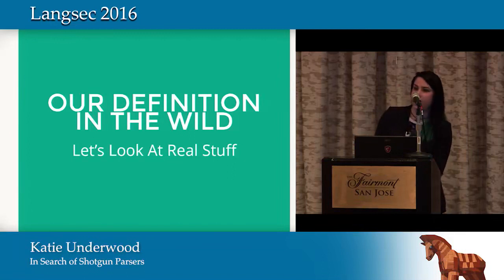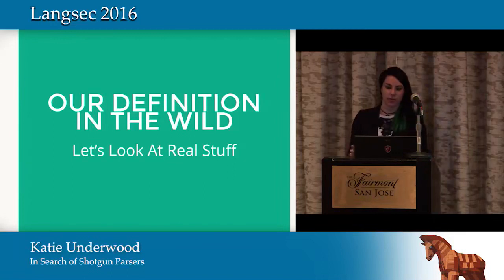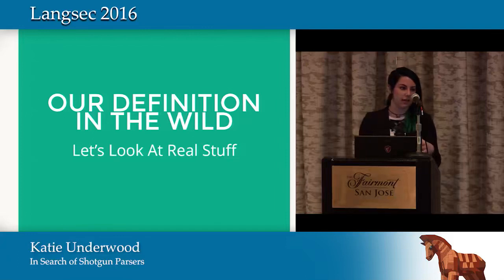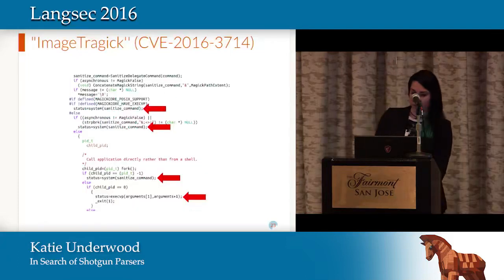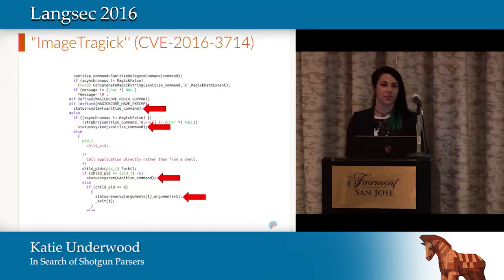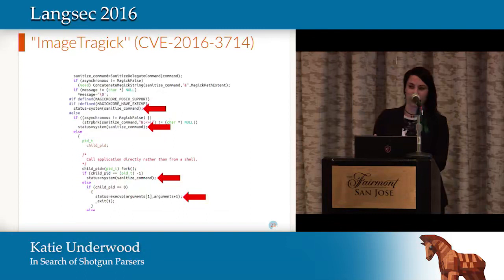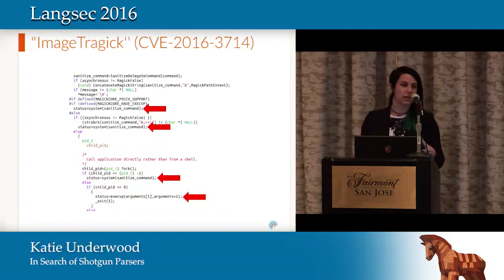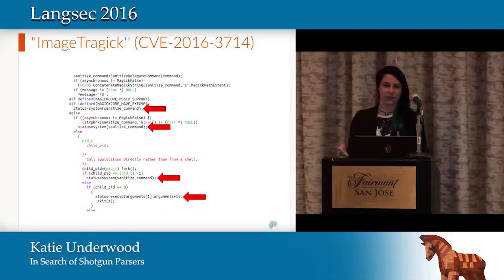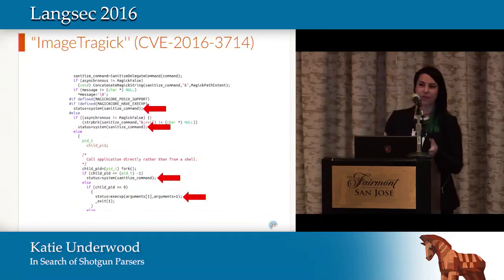Now I'd like to take a look at 3 other examples and see how our definition can fit in and apply in these situations. Starting with the so-called ImageTragick bug, which is the cutesy name applied to the recently disclosed vulnerability in ImageMagick. The essentials of this vulnerability lay in the convert function of ImageMagick, which basically allows users to delegate functionality to external functions, but as a side effect, allows them to execute arbitrary shellcode, which is fine and good if you're a user sitting on your own machine, but very, very bad if you're using this in the context of, say, a web server.